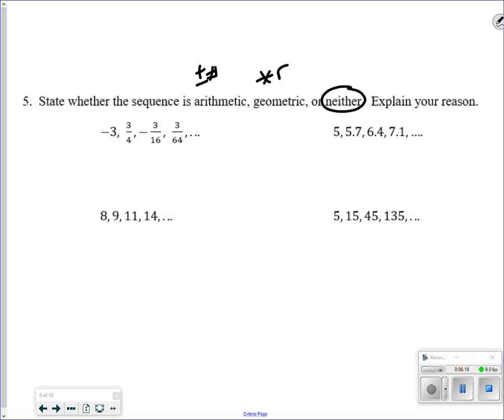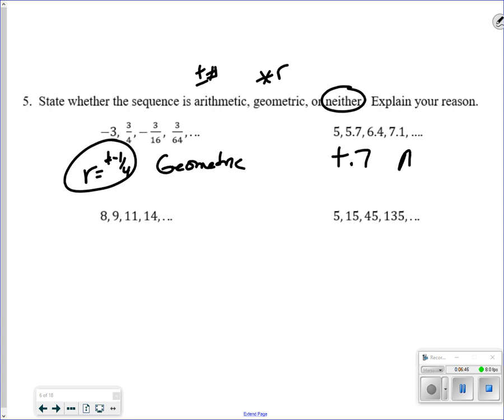So this one, -3 to 3/4 to negative. So it looks like it is multiplying by a -1/4. Let's see if that's true. Multiply by -1/4, multiply by -1/4, and so on. So this has a common ratio, making it geometric. And your reason is right there. It has a common ratio. Next one, looks like it's adding 0.7 each time. Therefore, that makes it arithmetic. And your reason is just like that. You have to add. It's got a common difference.